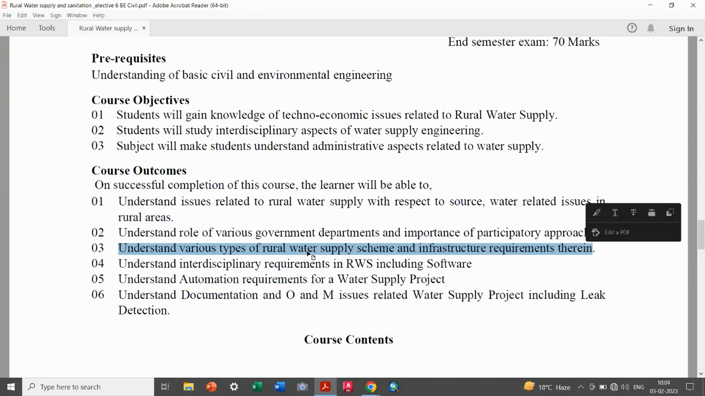Understand various types of rural water supply schemes and the infrastructure requirements therein. So we will be able to understand how the infrastructure required for a water supply scheme in rural areas is planned. So it is related to planning.